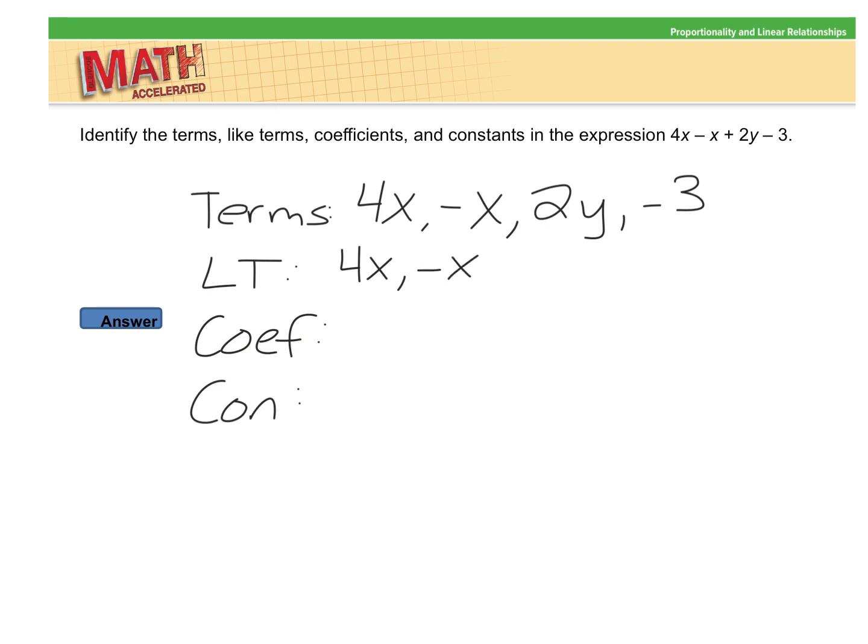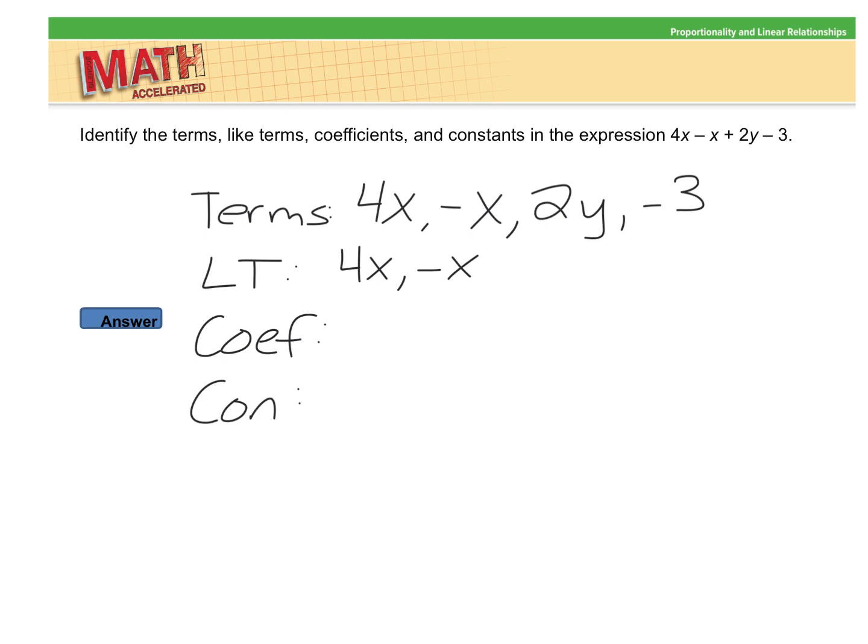Looking at your next term, 2y. Does it have anything? No. What about negative 3? No. Why are y and x not the same? Because they're different letters. Do not just assume all variables are the same. If they're a different letter, they are not like terms.